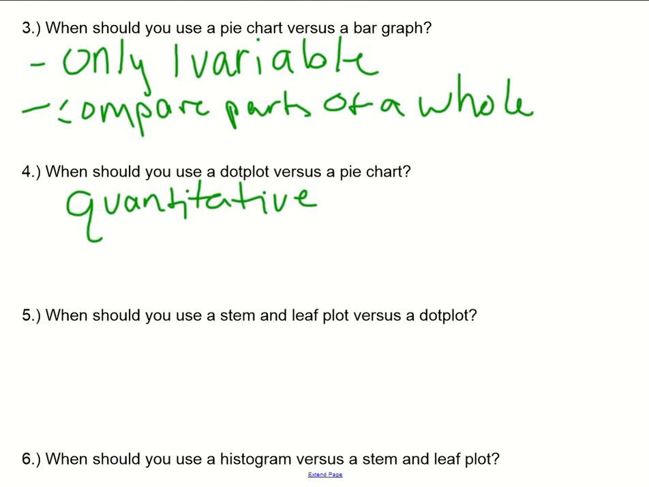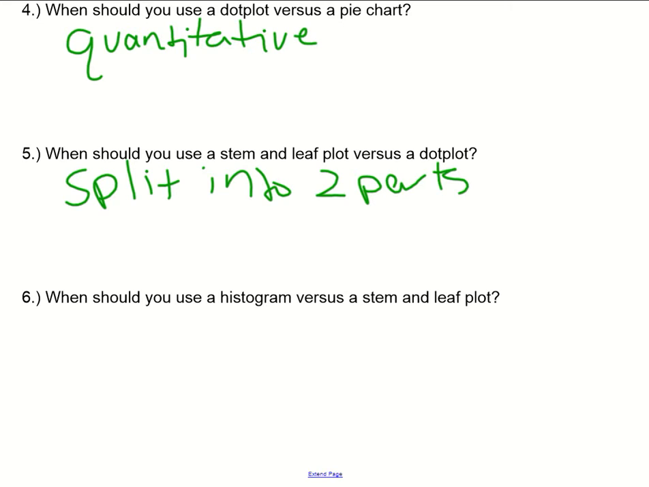And when do you use a stem and leaf plot versus a dot plot? Well, a stem and leaf plot you want to use when you can split your number into two parts. And we'll actually do some examples that kind of show us when a stem and leaf plot is a better option over a dot plot today.